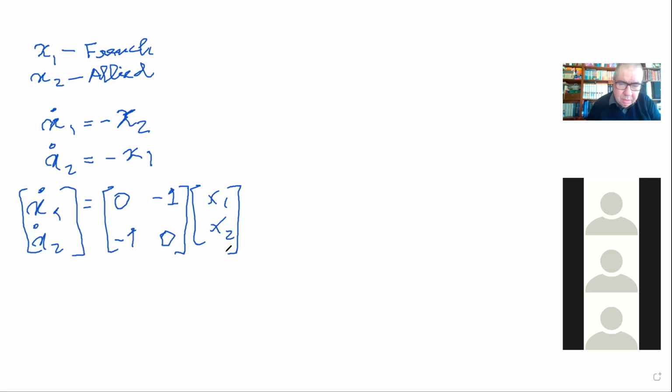So this is a very simplified model. And we have some initial conditions, okay? So x1 of 0, I would say 3. x2 of 0, I would say 2. Multiply by 10,000 and you have 30,000 French and 20,000 allies.